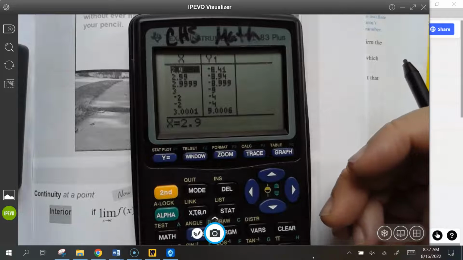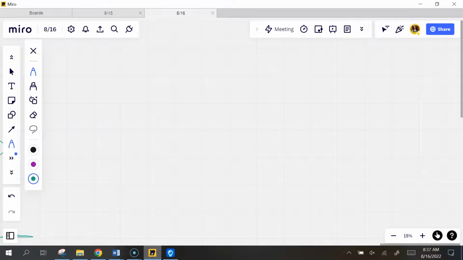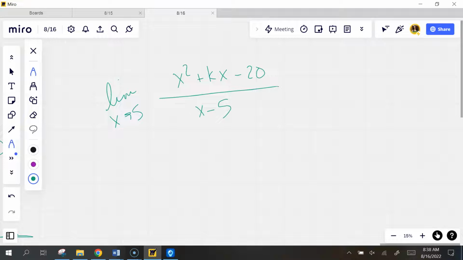Y'all said number 5. Number 5 is a great one. And the reason number 5 is a great one is this is a typical, this was probably copied from a multiple choice question. So it says, find the value of the parameter k to make the following limit exist and be finite. I've got x squared plus kx minus 20 over x minus 5. So what they want you to see is that clearly at 5 I'm undefined here, right? I need it to be a removable asymptote.